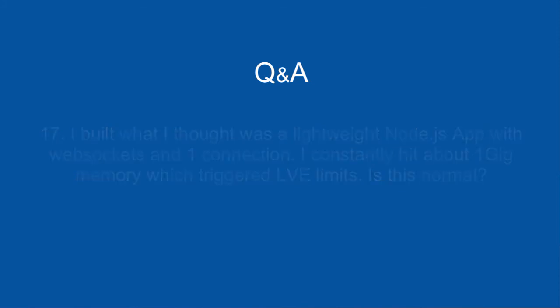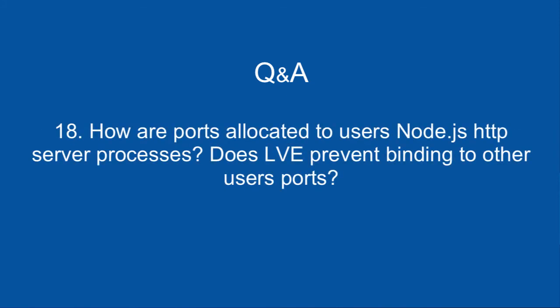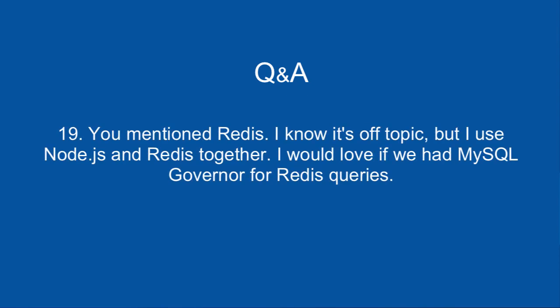Yeah, sure. How are ports allocated to users' Node.js HTTP processes? Does LVE prevent binding to other users' ports? So we actually don't bind to ports, we bind to Unix sockets. This way there are no conflicts, it's all resolved without doing pretty much anything.